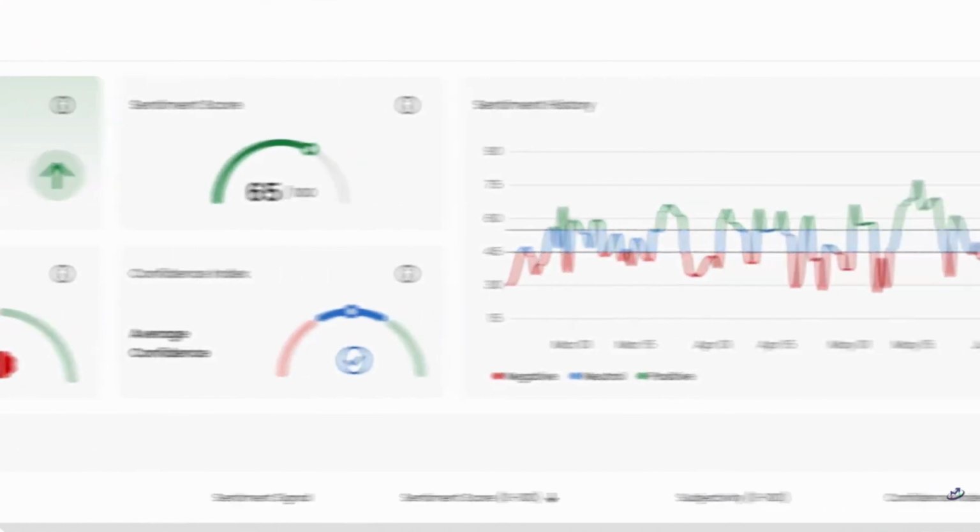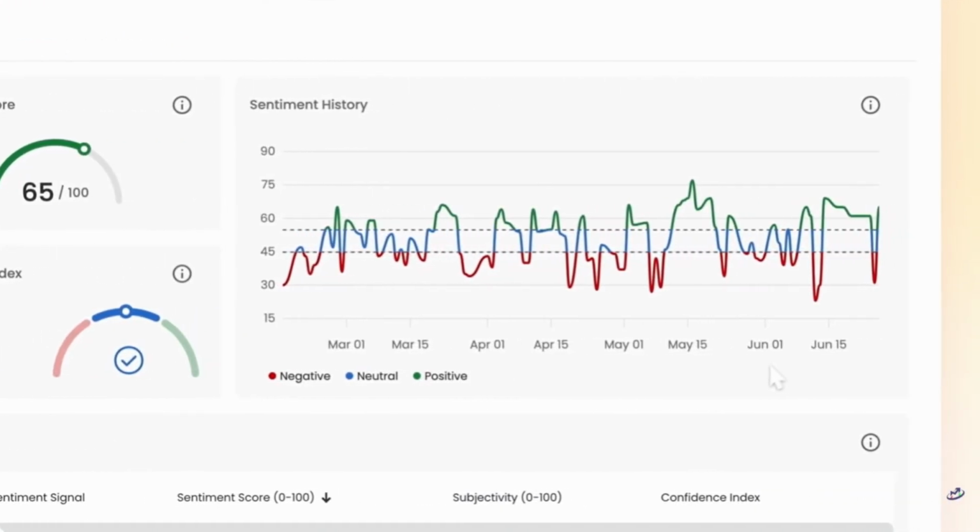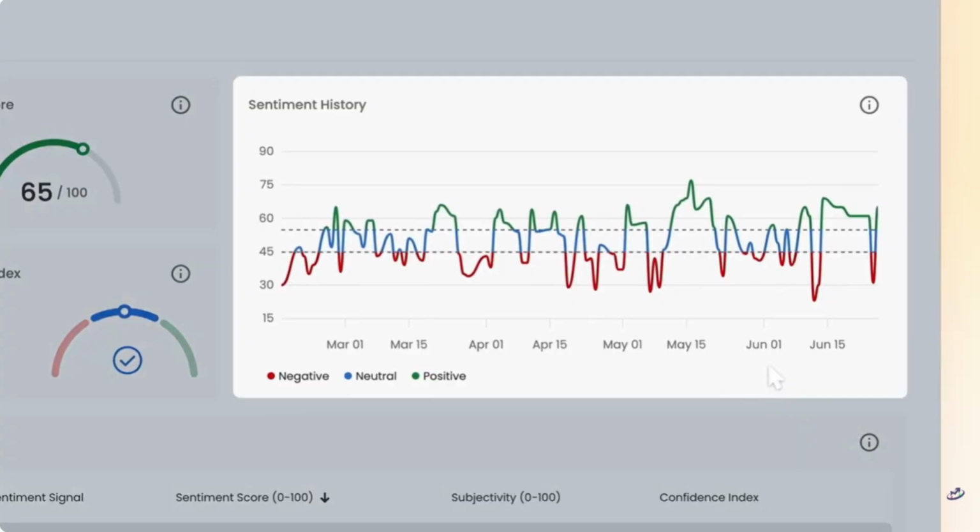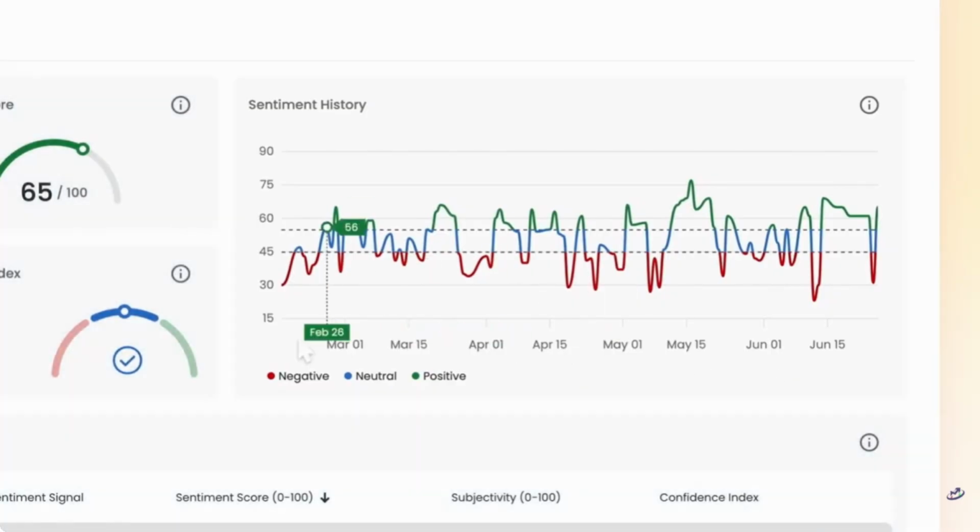On the right side of the dashboard, we have the sentiment history graph. This graph shows the variation of the daily sentiment score for the past 90 trading days. The 2 horizontal lines at 45 and 55 indicate where the sentiment changes from neutral to either positive or negative. This history helps you as an investor identify trends, time your trades, and understand the market.